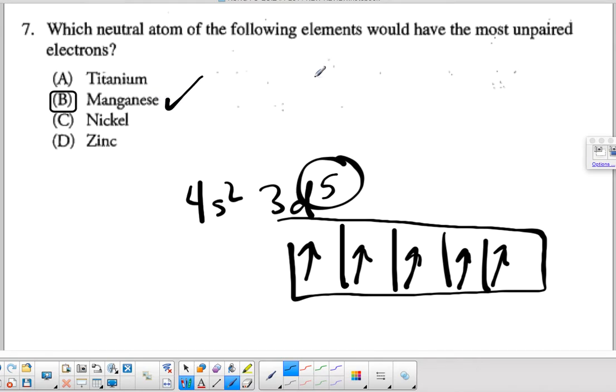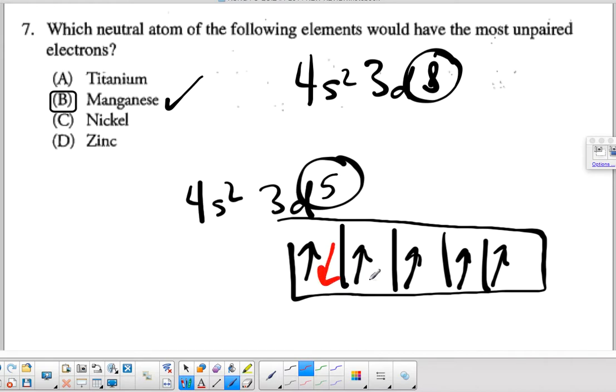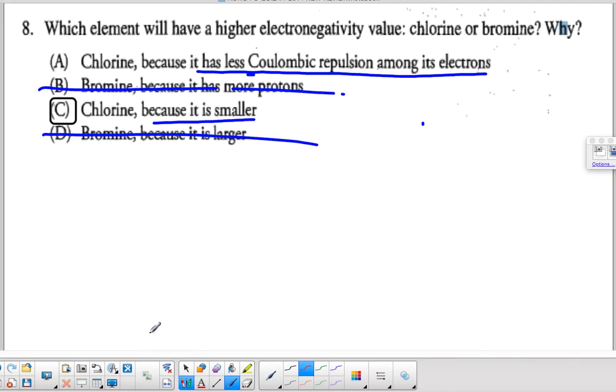Nickel, I believe, is 4s2, 3d8, right? So there's 8 electrons, but when I go and fill in nickel, I put 3 more in here to get to 8. It really only has 2 unpaired electrons. So when you need to figure out unpaired electrons for an electron configuration, you need to do basically the last 2 subshells check, especially if it's a D atom.